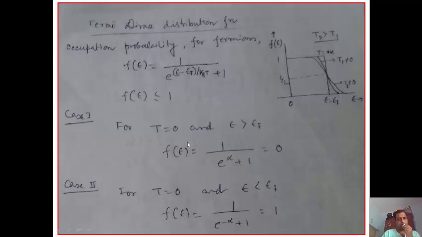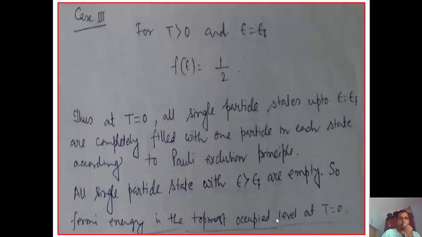For T equals 0, what do we get? When epsilon is greater than epsilon f, f(epsilon) equals 1 by e to the power infinity plus 1, which equals 0. And for T equals 0, when epsilon is less than epsilon f, we get f(epsilon) equals 1 by e to the power minus infinity, so we get 1. In the two cases, the distribution f(epsilon) equals 0 or 1, depending on whether epsilon is greater or less than epsilon f.